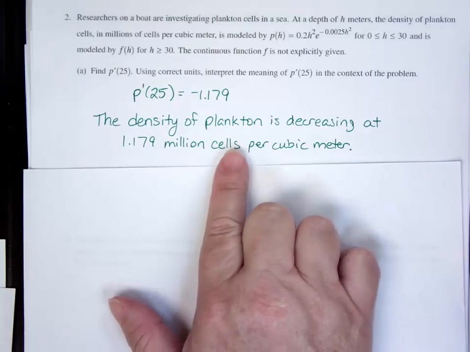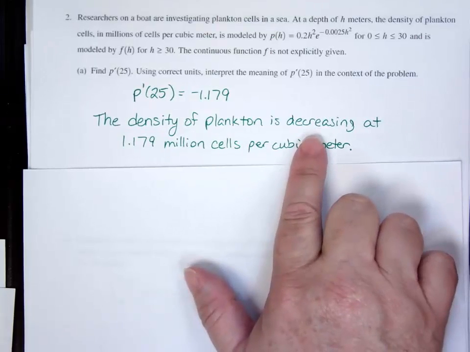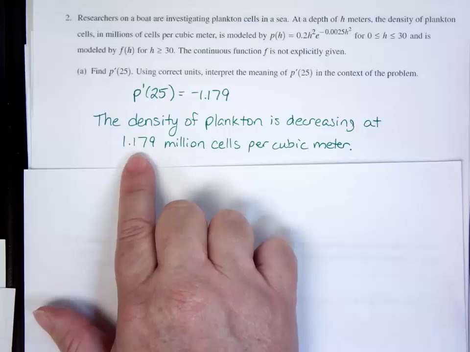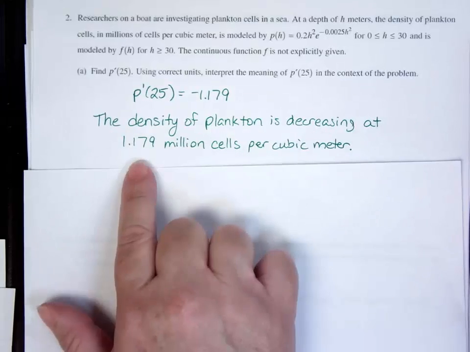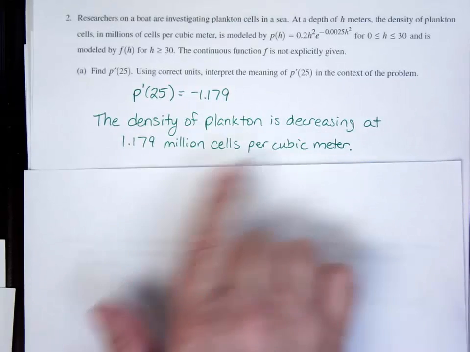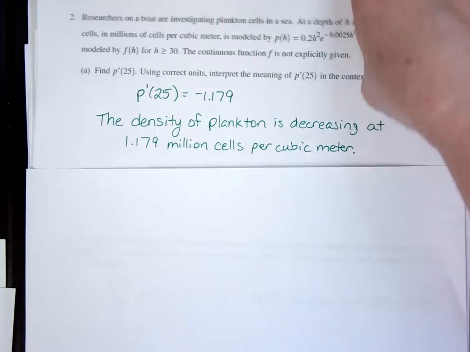And the other thing that I want to stress is the fact that if you use the word decreasing, this cannot be a negative. You can say that it's changing at a negative, but you can't say it's decreasing at a negative because that's a double negative scenario.